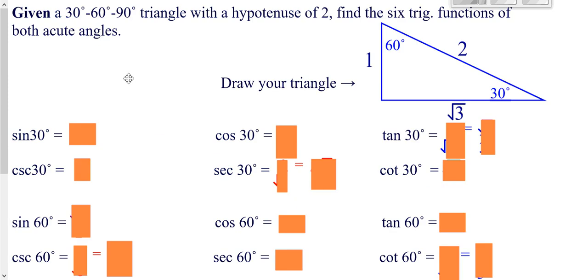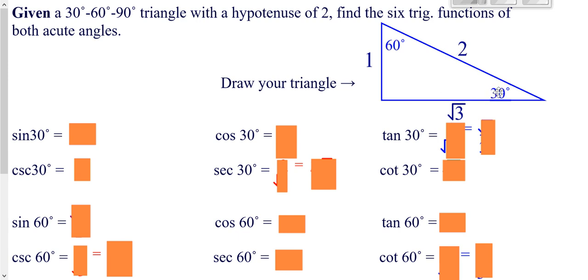So now I'm going to go ahead and do my 30, 60, 90 right triangle. This is how the sides are related, and that goes back to geometry for your special right triangle of a 30, 60, 90. When we're dealing with 30, this is going to be our angle. 1 would be the opposite, root 3 would be our adjacent, and 2 would still be our hypotenuse.